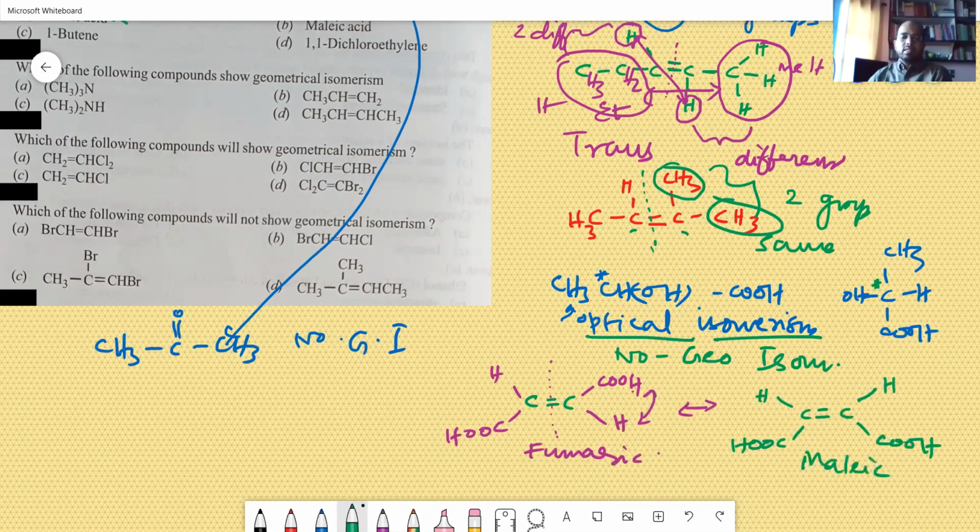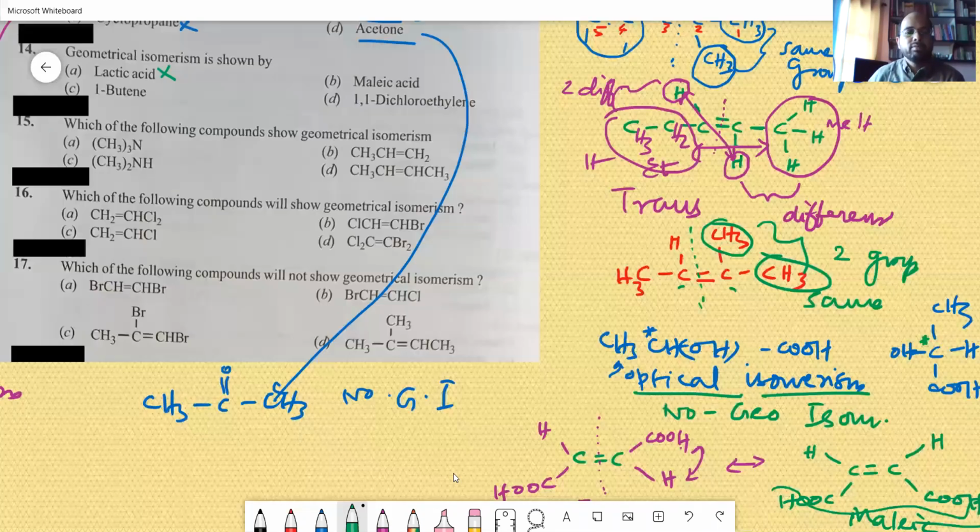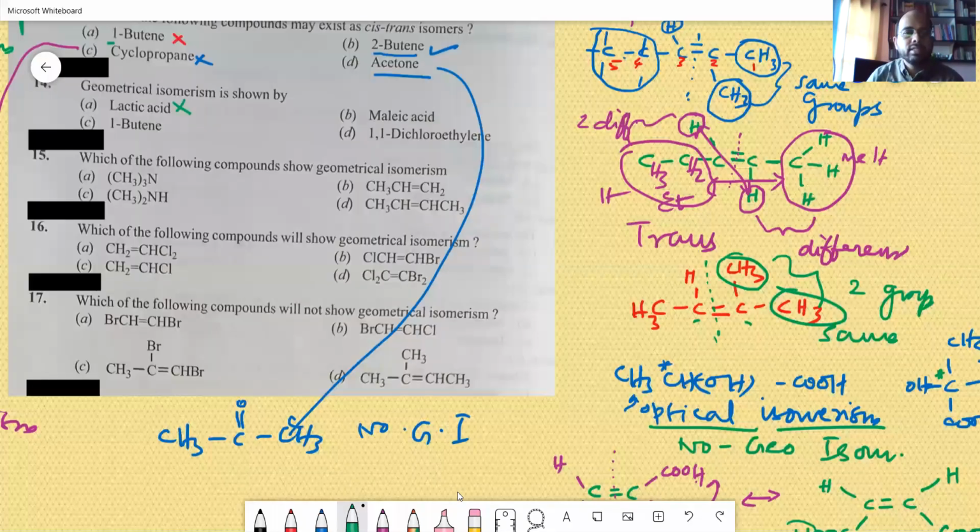Malic acid is easily hydrolyzable because you have two groups on the same side. The water molecule will come out. So that is how you have to remember. It has a very low melting point because of that, and also has a very definite dipole moment. But fumaric acid doesn't have a definite dipole moment. Therefore, malic acid is exhibiting geometrical isomerism.